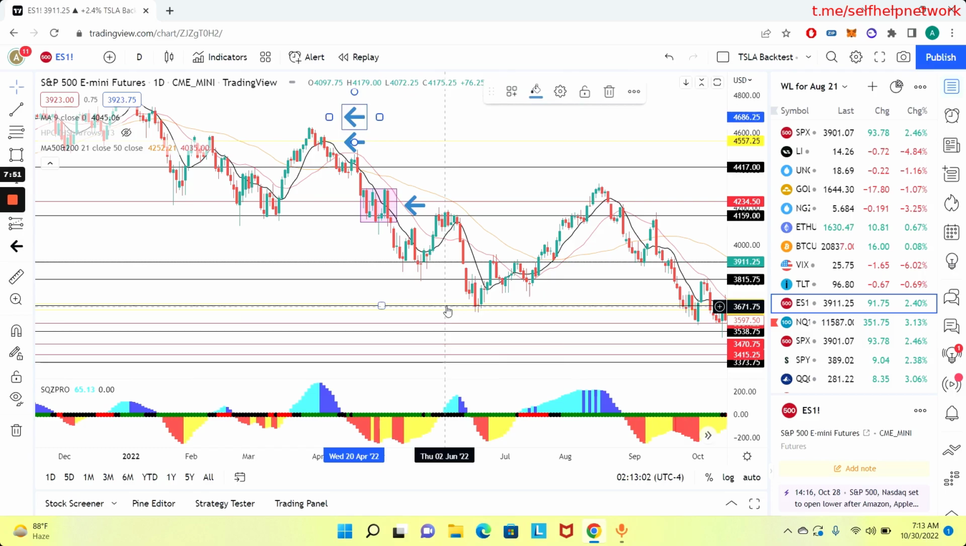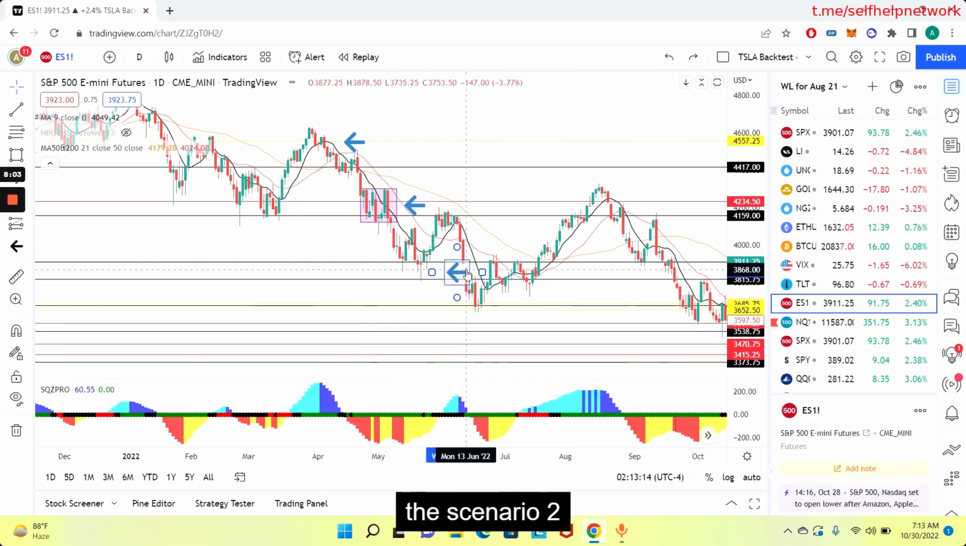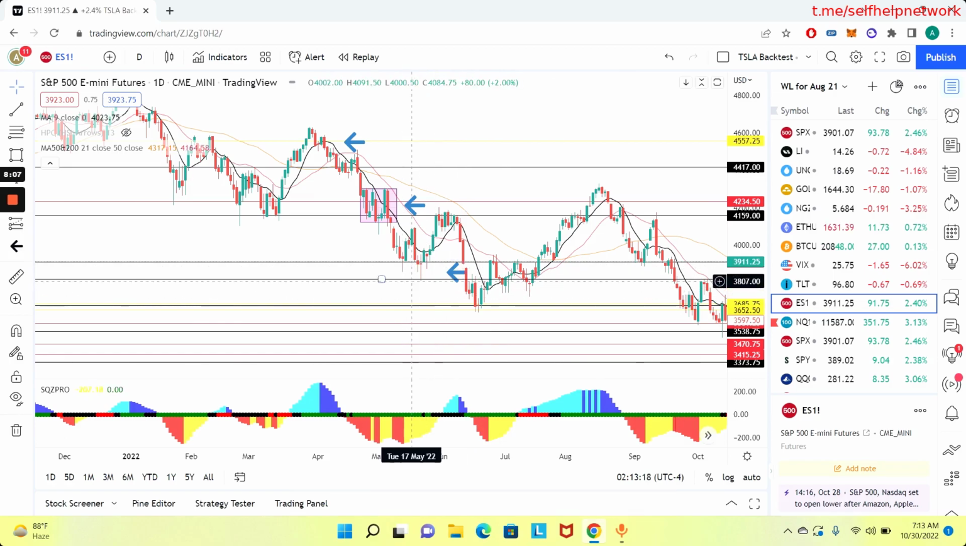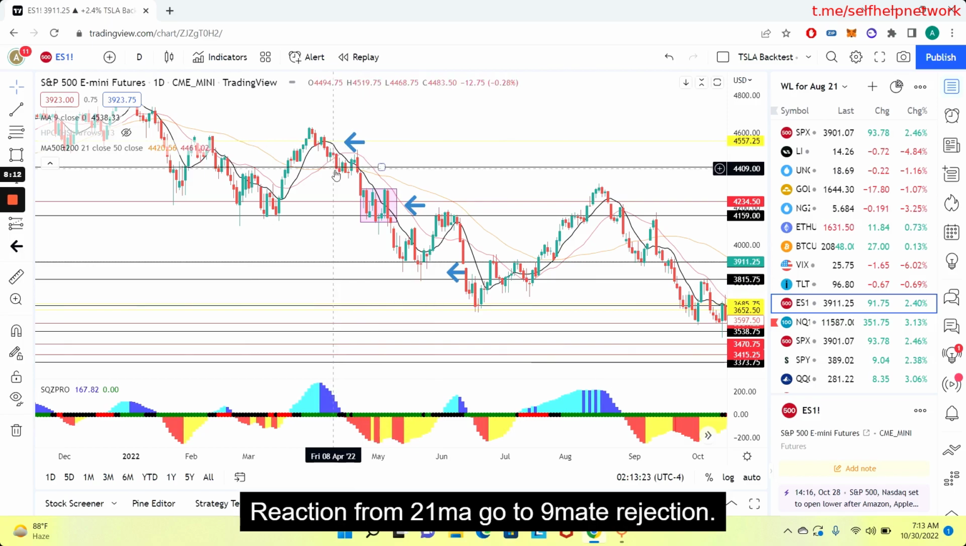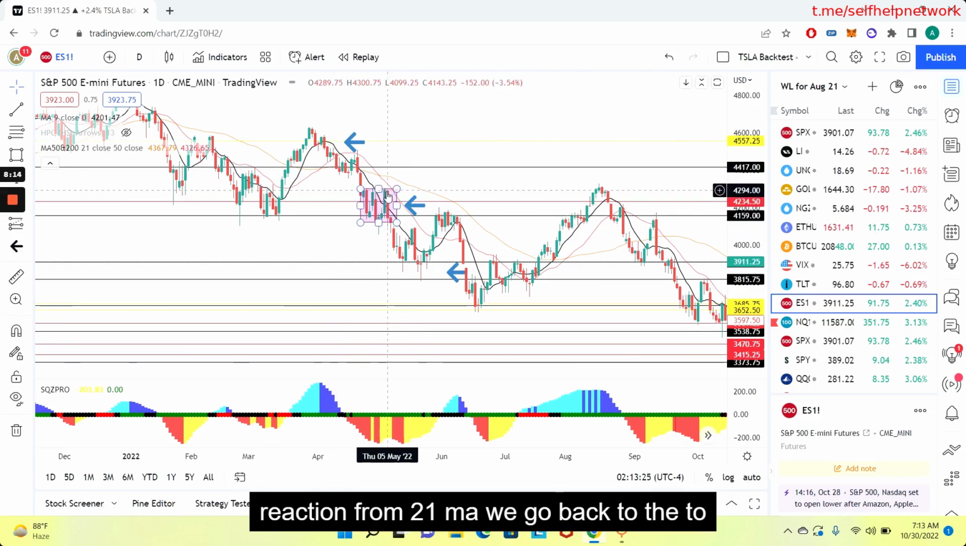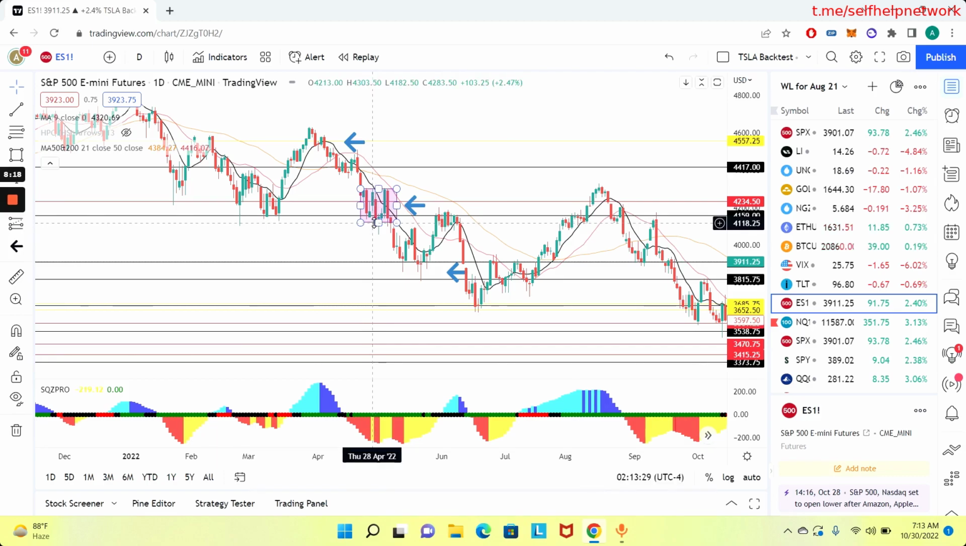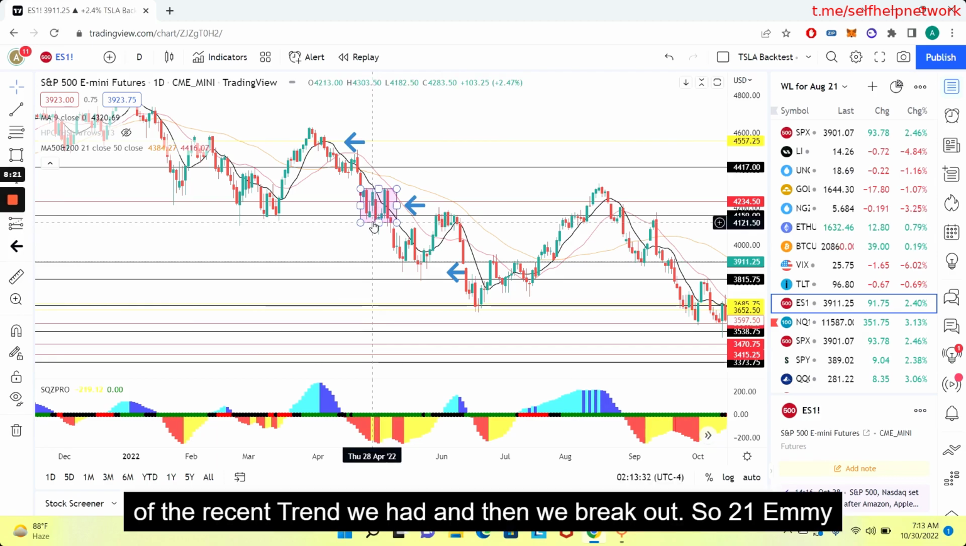And this one is scenario 2, where we have a failed breakout. Reaction from the 21 MA, go to the 9 MA, rejection. Reaction from the 21 MA, we go back to the edge of the recent trend we had, and then we break out. So 21 MA box breakout.